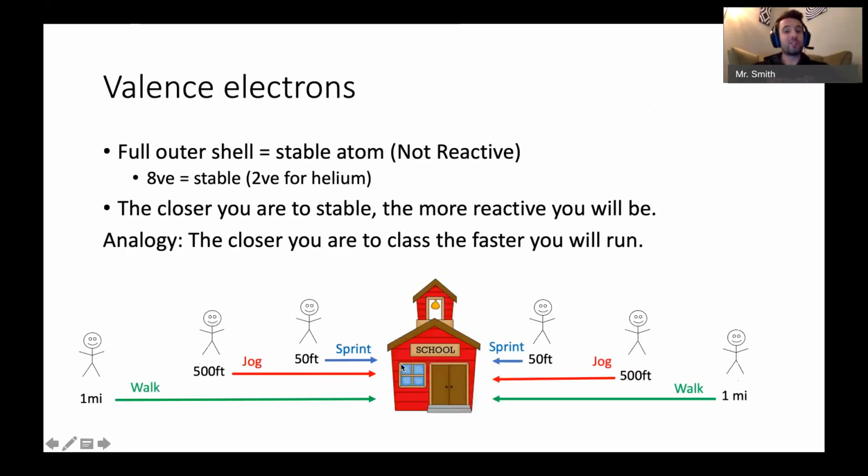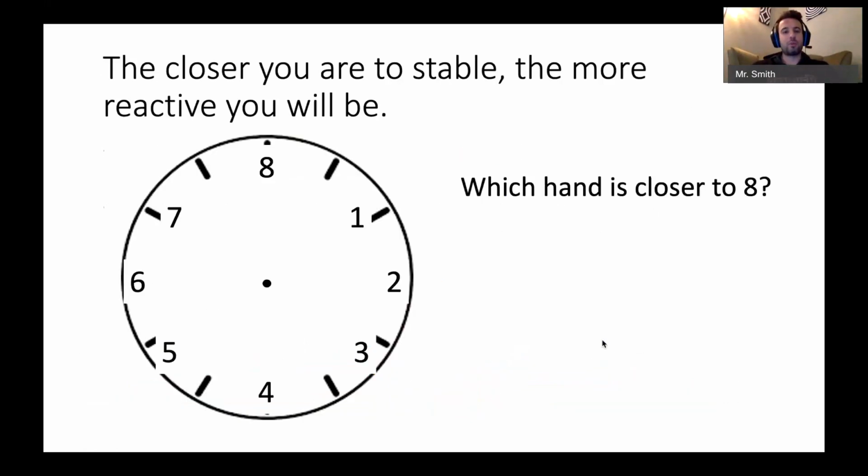So hopefully then you can see how I'm going to try and compare this to ions, meaning if you're close to 8, you might sprint to get there. You might be very reactive. Or if you're further away from 8, you might kind of jog to get there because you're less reactive. But if you're on the left side, you might lose electrons, or if you're on the right side, you might gain electrons. So like I said, it's less like a number line, and it's more like a circular, clock shape. So let me show you what I'm talking about with that.